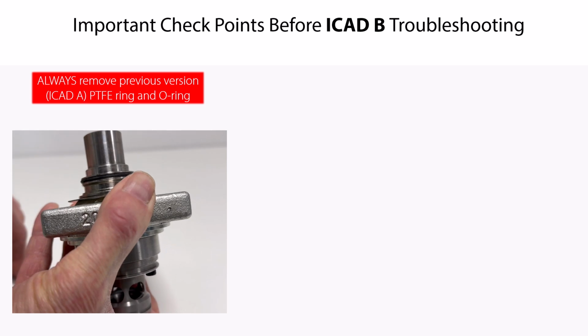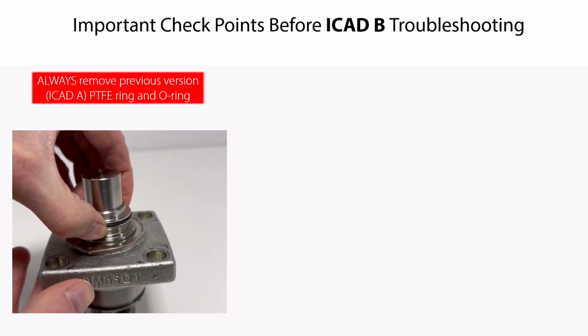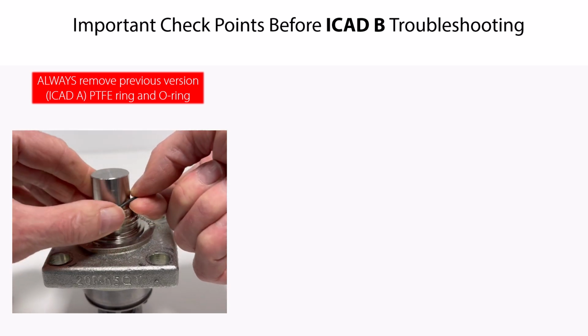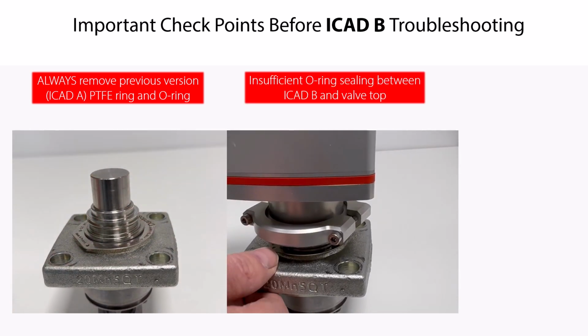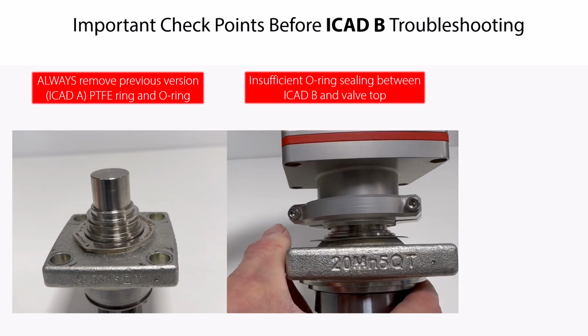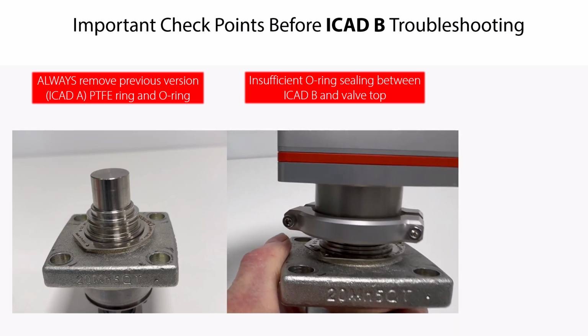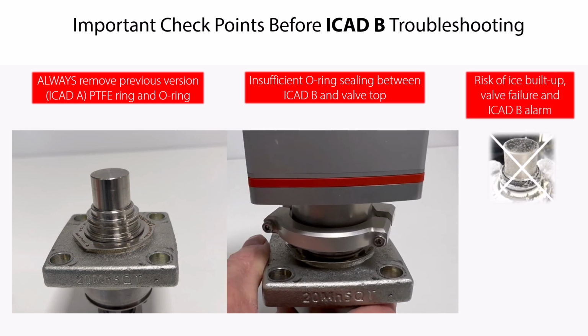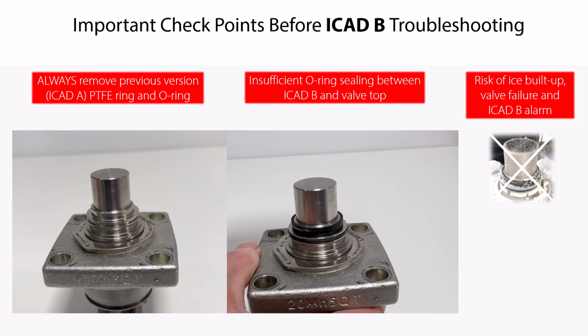If you do not remove the ICAD A, PTFE ring and O-ring, then the ICAD B cannot be correctly pushed onto the valve top and cannot be correctly fixed by the clamp. Therefore, the result is that you can slightly move and tilt the ICAD B in relation to the valve. In this case, then the O-ring sealing between the ICAD B and the valve top is insufficient. Therefore, there is a high risk of ice buildup on the valve top, as seen here in this example. This will over time cause the valve motor to block, causing an A9 alarm. You can find more details about this alarm later in the video.